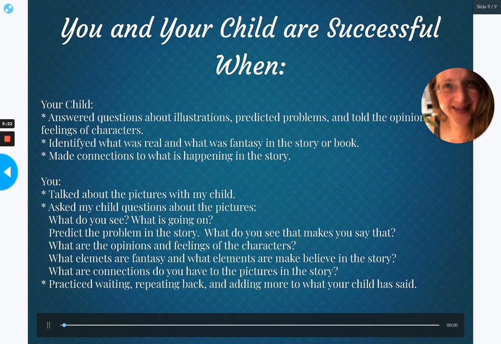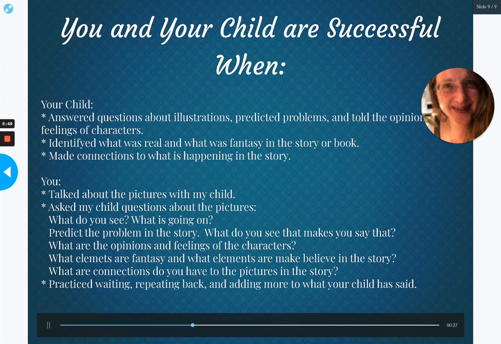You will know that your child was successful with constructing meaning from illustrations after they've answered questions about illustrations, predicted problems, and told the opinions and feelings of characters. They also should be able to identify what was real and what was fantasy in the story or book. And they should be making connections to what is happening in the story.